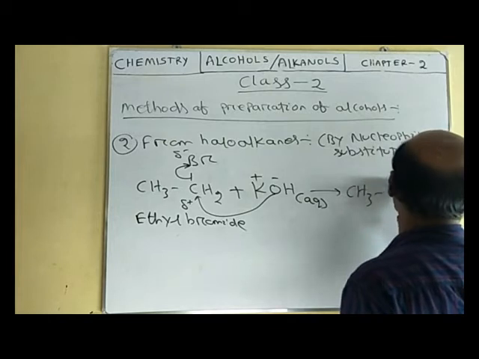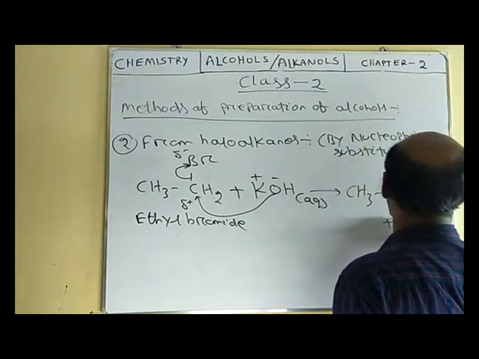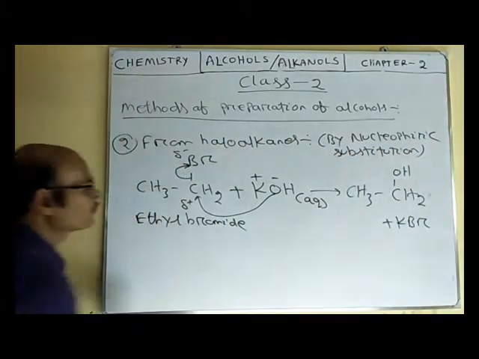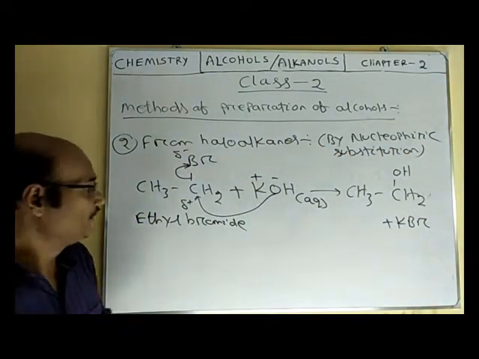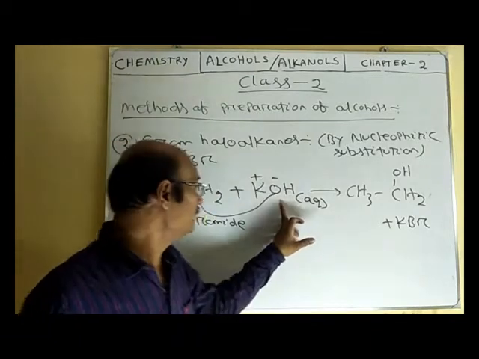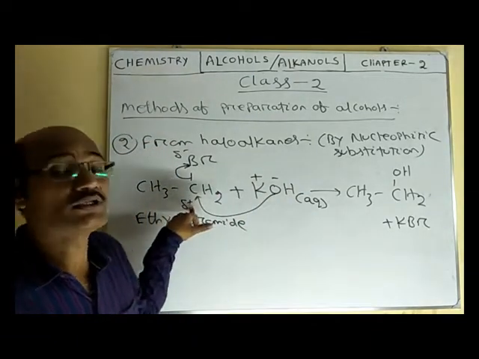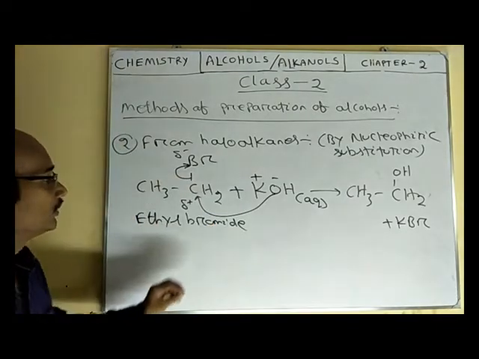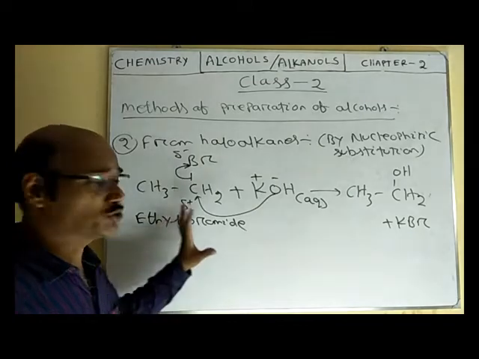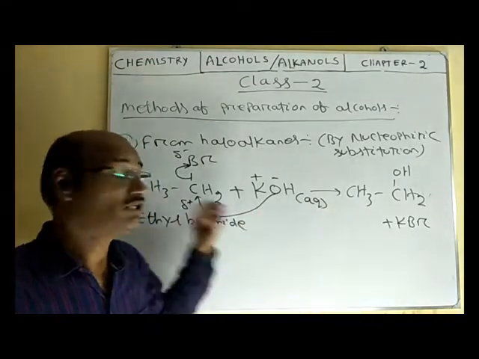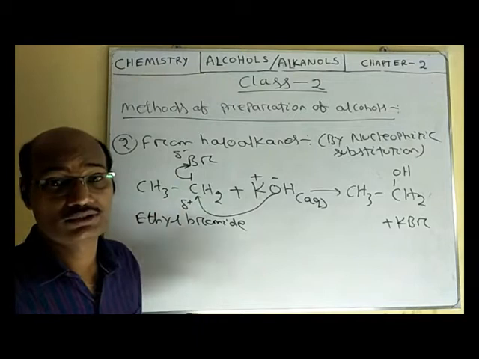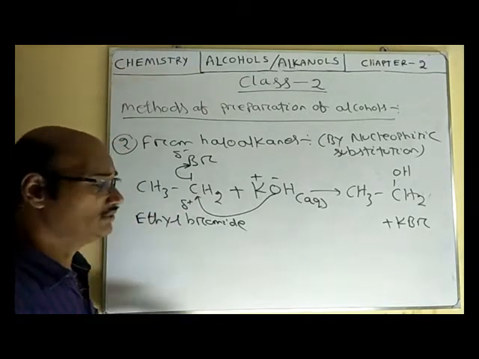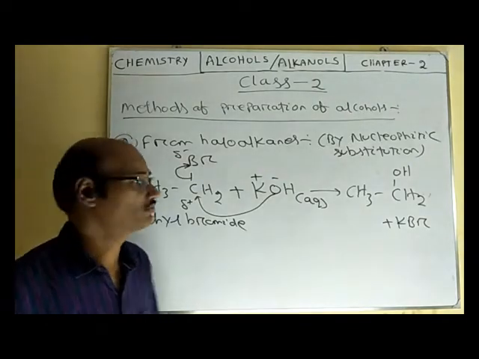CH3CH2OH plus KBr. And because here the nucleophile OH minus is substituted, this is your nucleophilic substitution reaction. But remember, the products of this substitution will be different for different kinds of haloalkanes. Primary, secondary and tertiary haloalkanes give different products.